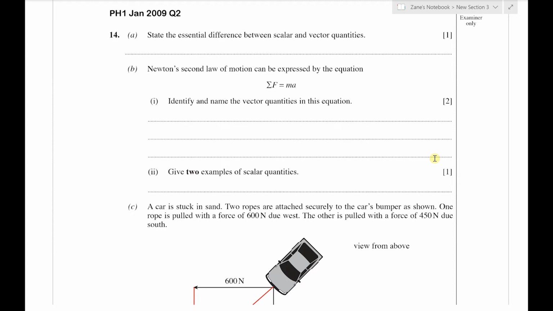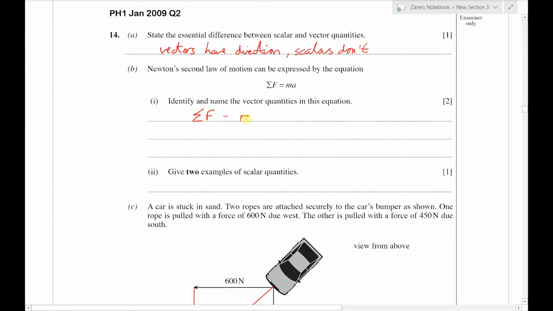There's not much room to write an answer in here, and they're asking specifically for the difference. So I'm just going to say that vectors have direction and scalars don't. Next, we're given Newton's second law as sigma F equals ma, and we've got to identify and name the vector quantities in this equation. Well, sigma F is one of them.